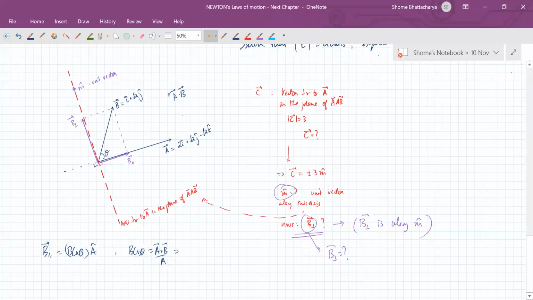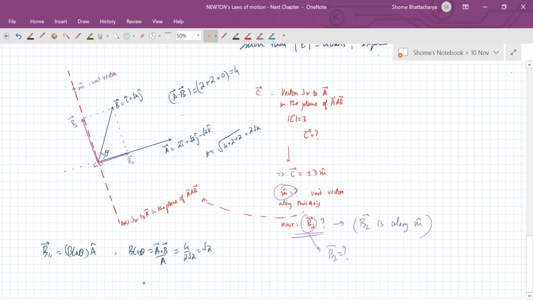You can calculate from here. A dot B will be 1 into 2, that is 2, plus root 2 into root 2, that is 2, plus 0 into, so it's 4. And the magnitude of A, you can see, is square root of 4 plus 2 plus 2, so that is 2 root 2, square root of 8. So this is root 2.